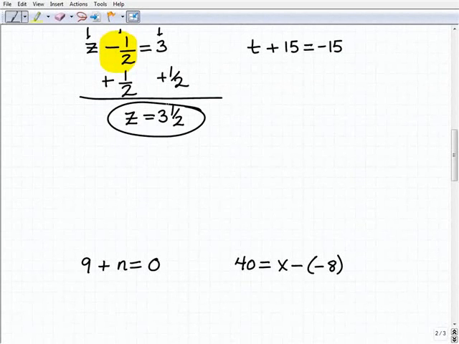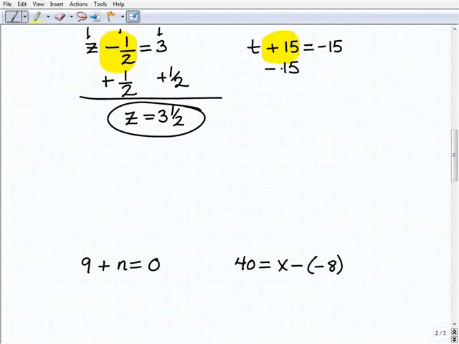Okay, so hopefully this is getting easier for you, or it's probably pretty easy for most of you out there. So that's good, but we still need to practice it. So we have t plus 15 equals negative 15. So plus 15 is what I have to focus in on. So I'm going to use an inverse operation, which is going to be negative 15.